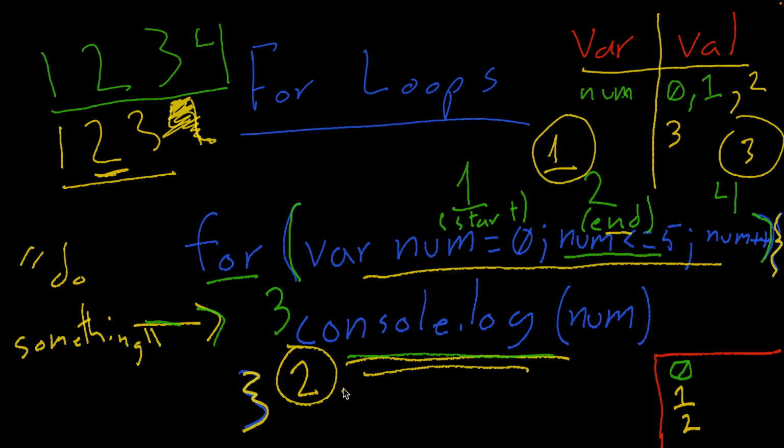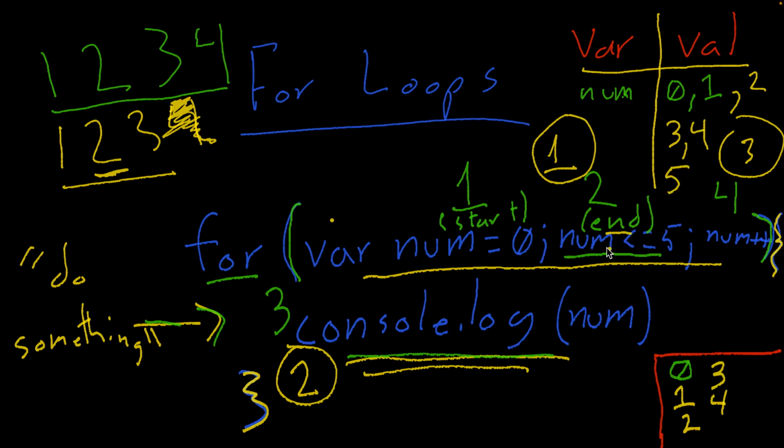So then we go here to step 2, console log num, console log 3. All right, then we go to step 3, increase num again. So then num becomes 4. We check step 1, is num less than or equal to 5? If this is true, then we enter. So we go to step 2, console log num. Num is 4, so we'll log 4. And then we go to step 3, increase num again, so 4 to 5.